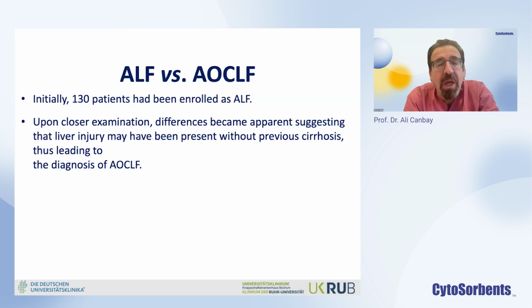We initially checked for 130 patients and then looked at them more closely. And we had a difference become apparent, suggesting that liver injury may have presented with previous cirrhosis, thus leading to the diagnosis of acute on chronic liver failure.